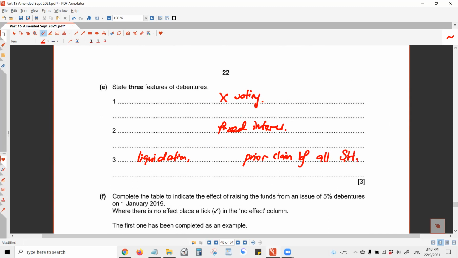The short form SH that I keep writing, SH stands for shareholder. So this one is easy.